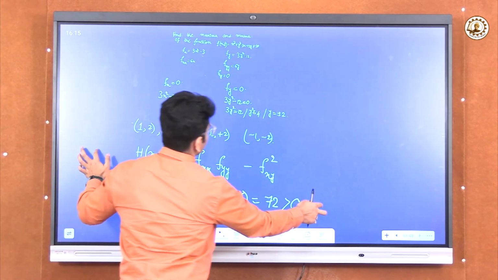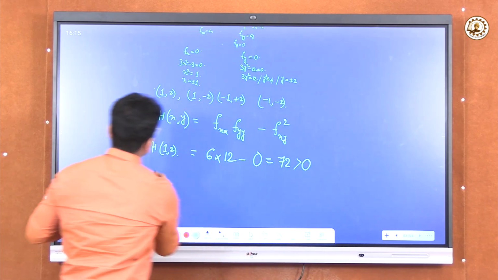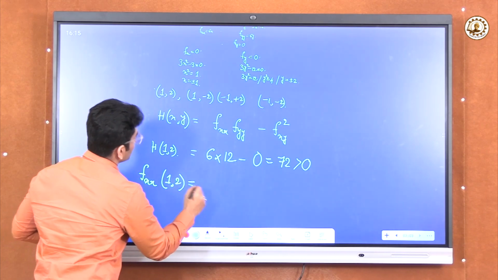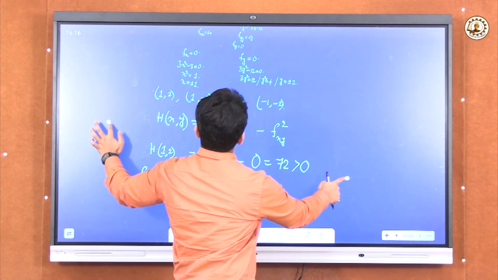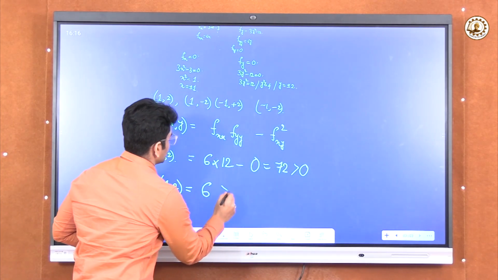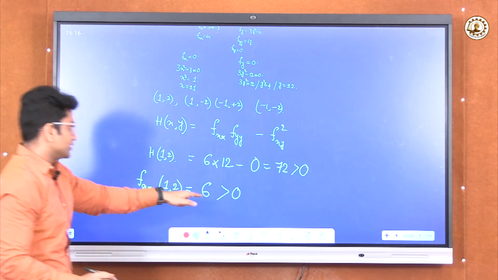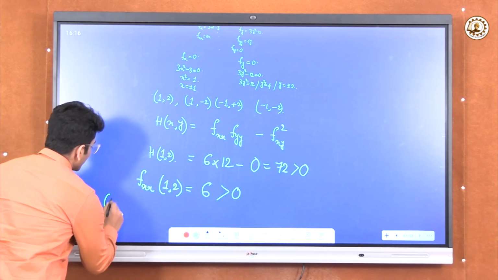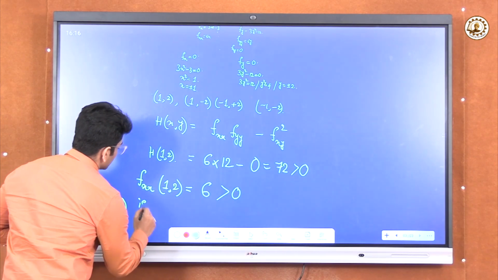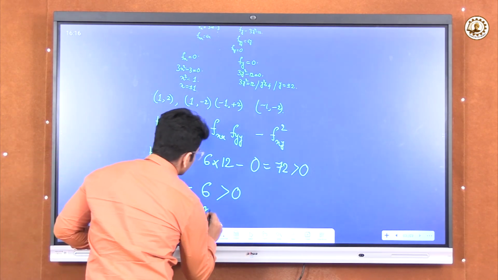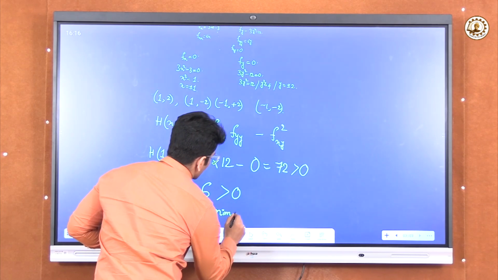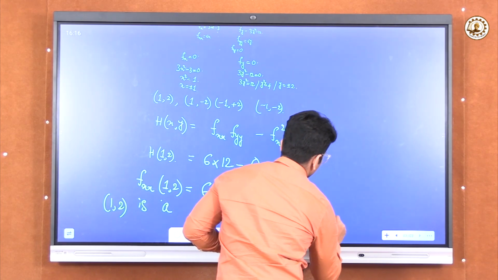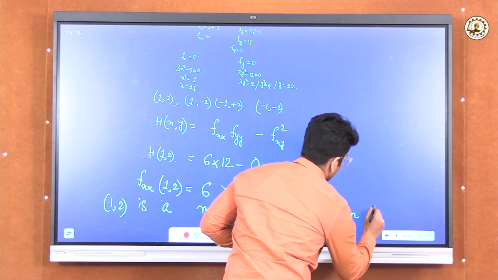Now fxx at (1, 2) will be plus 6. As fxx is greater than 0, at this point a minimum value exists. That means (1, 2) is a minimum of the function.